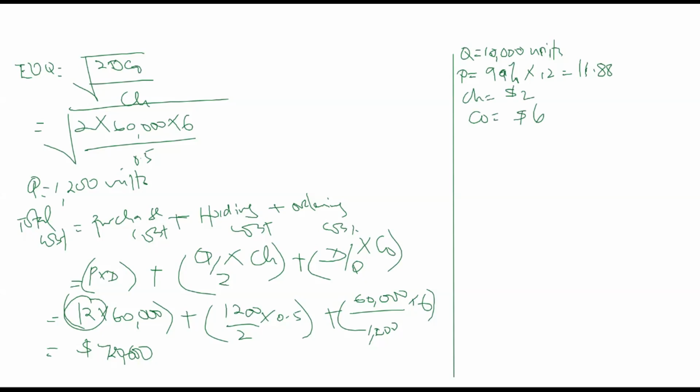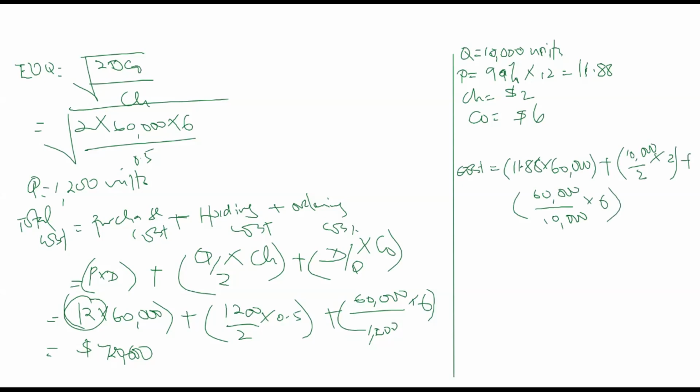Therefore, the cost will be equal to the purchase price, which is the price per unit, now 11.88, times the quantity, which remains at 60,000, plus Q now 10,000 divided by 2 times the holding cost, which has increased to $2, plus the ordering cost: annual demand 60,000 units divided by 10,000 units, times the cost per order of $6. To give us how much? 722,836.